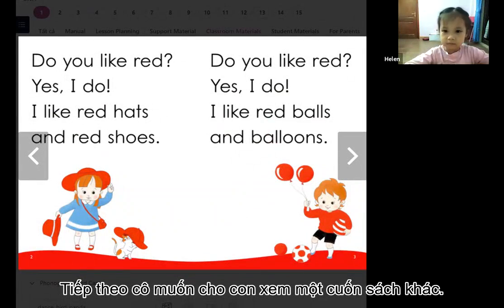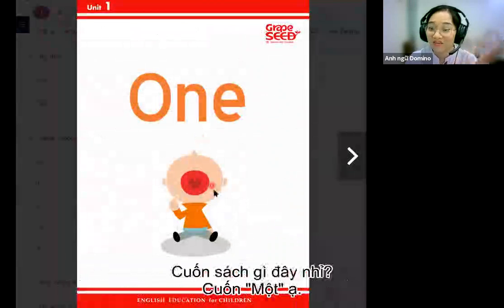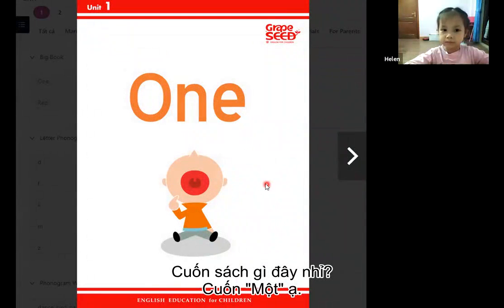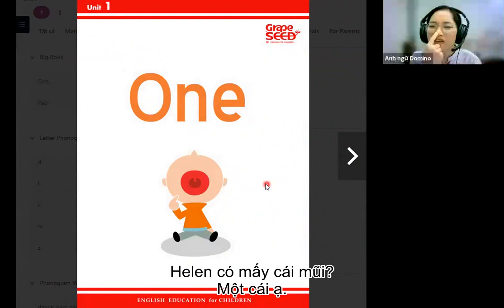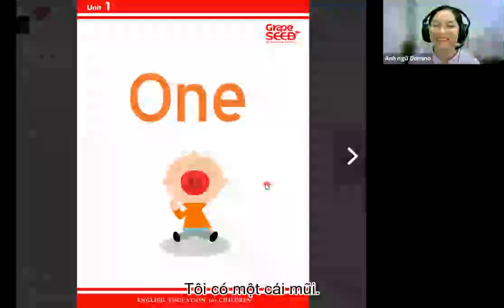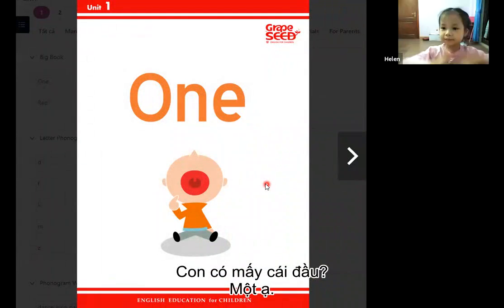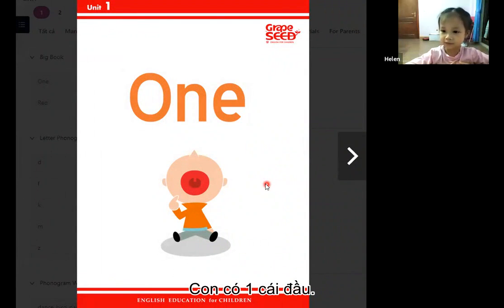I want to show you the book. The book. What book is this? One. One. Okay, Helen, how many noses do you have? One. I have one nose. Mm-hmm. And how many heads do you have? One. One head. I have one head.